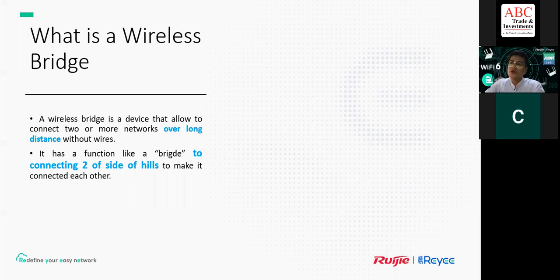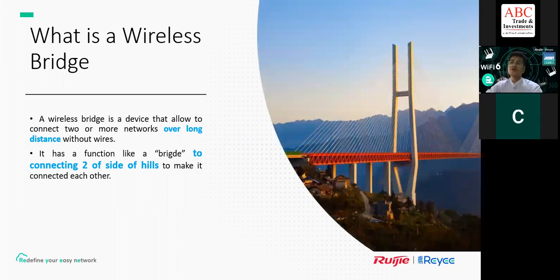So let's start with what a wireless bridge is. A wireless bridge is a device that allows you to connect to a remote network over a long distance without wires. So if you use a wireless bridge, we don't need to worry about cable and labor cost. You can reduce your cost a lot. But whenever you use a wireless bridge, you have to consider things like latency and bandwidth. But this can save your time.